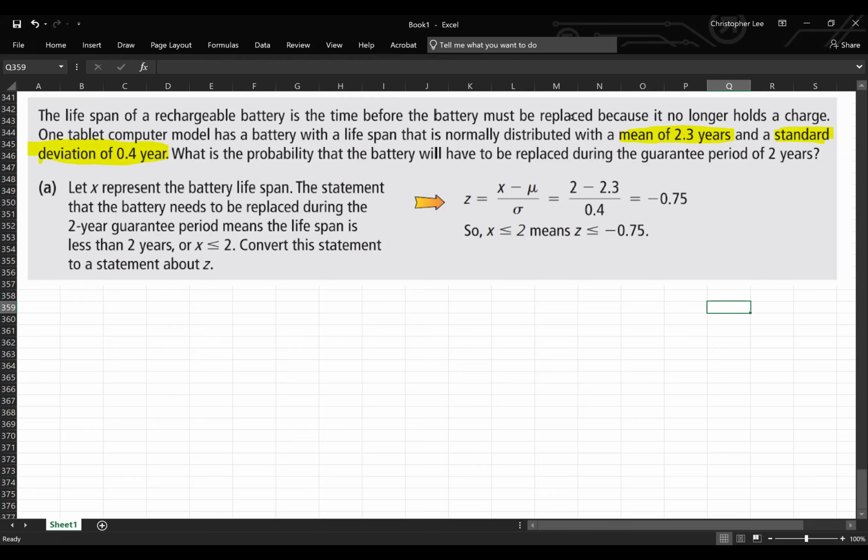Let me write the key points first. The mean is 2.3, the standard deviation is 0.4. What's the probability that, 2.3 years it usually lasts, so what's the probability that it's going to last less than or equal to 2 years? Just do the math on it. What's the 2? You tell me, what is it?